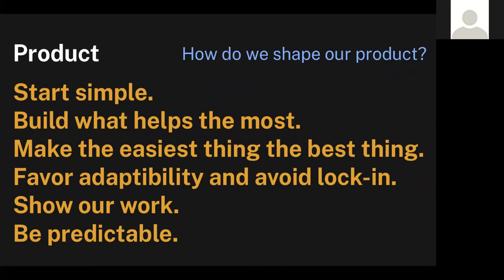And these are maybe a little bit drafty, but we're going to be publishing them to the Design System site soon. Our product principles are: start simple, build what helps the most, make the easiest thing the best thing, favor adaptability and avoid lock-in, show our work, so that the process is part of the product, and just be predictable.